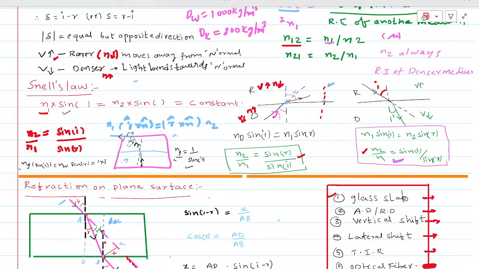So this is the application of Snell's law for any given surfaces. If there are 3 or more surfaces, the same method will be followed: n into sine of the incident angle, sine of the angle in that medium, that is, incident or refraction.